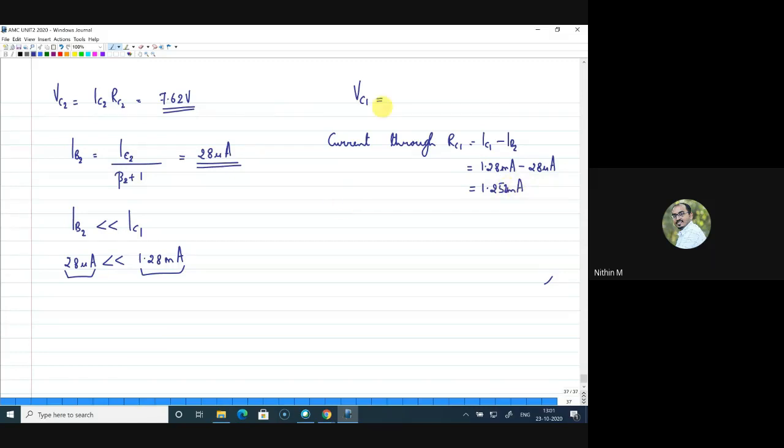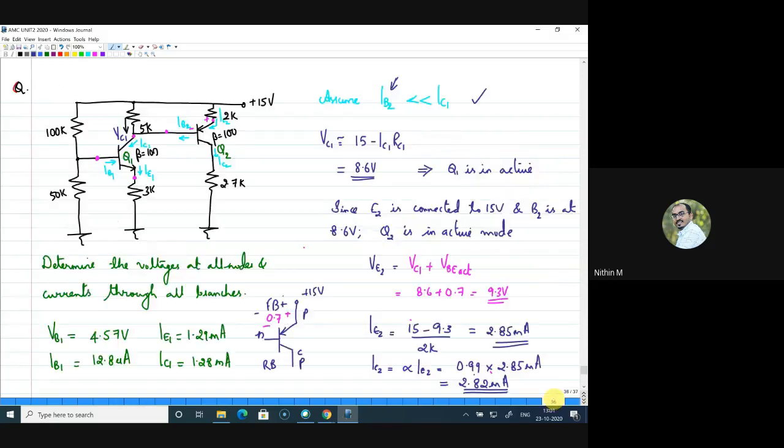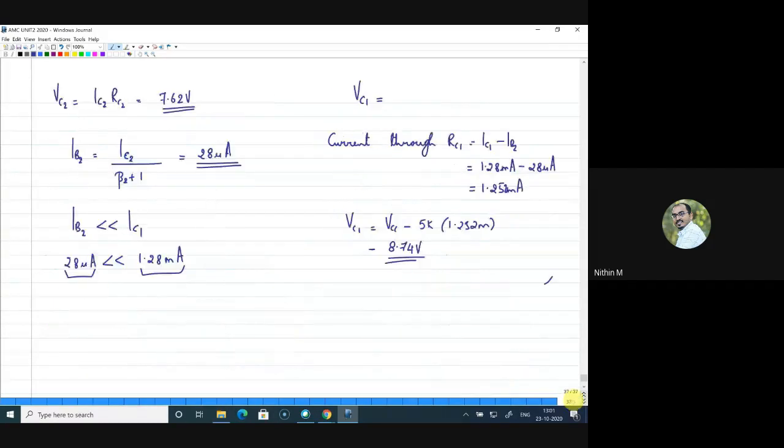With this, if I calculate the new VC1, VC1 can be written as VCC minus 5K times this new current, 1.252 milliamps. That is equal to 8.74. Right. So what was my initial assumption? My VC1 was 8.6. Now the new value is actually 8.74, which is very close.